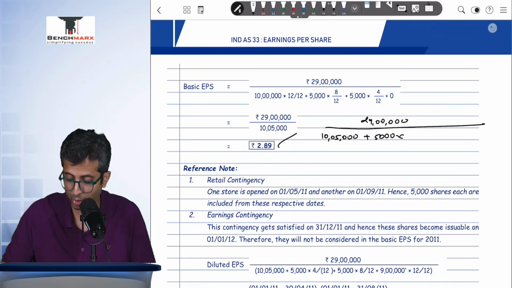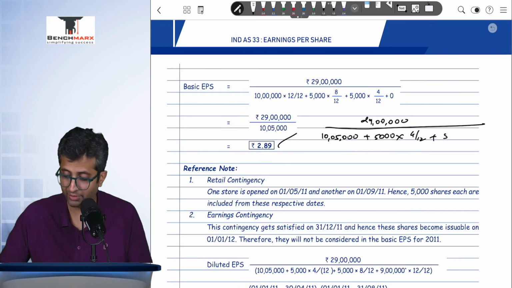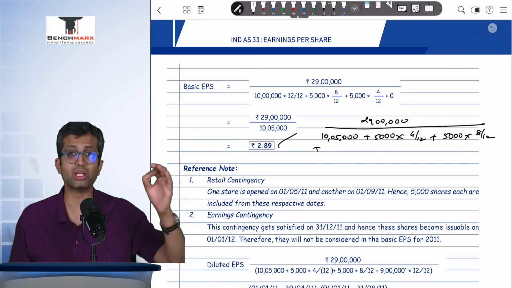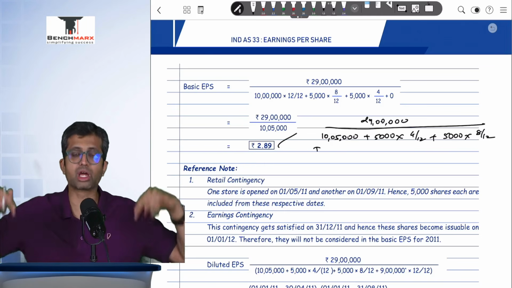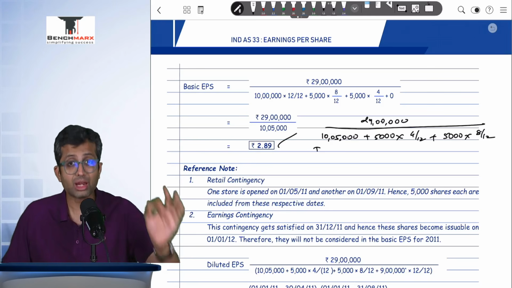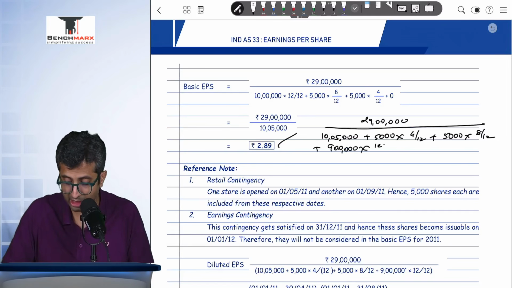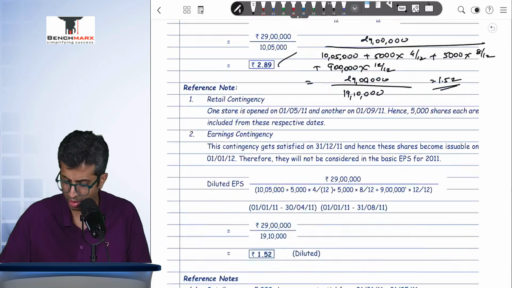And hence, plus 5,000 into the first 4 months, when they were actually potential. The next 5,000 are issued on 1st of September. However, they are potential for the first 8 months and hence this is into 8 by 12. Further, for earnings contingency, 29 minus 20 upon 1,000 into 1,000, that is 9 lakh shares. However, these 9 lakh shares are actually issuable from the next year. However, if the current period were to be the end of contingency, then 9 lakh shares are issuable. They are potential. And from which date? Well, from the start of the year or the date of the contingency agreement and hence in the diluted EPS, this 9 lakhs into the entire 12 by 12 will be taken because they are potential. And hence in the denominator, you will take 19 lakh 10,000 and in the numerator 29 lakhs, and hence your answer comes to what? 1.518 or 1.52. Are we clear with this?